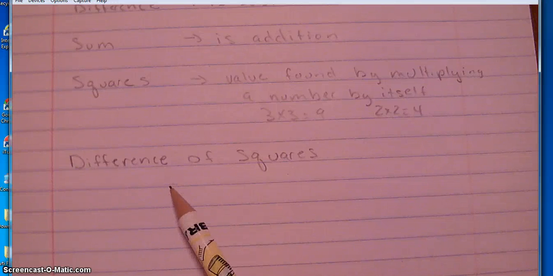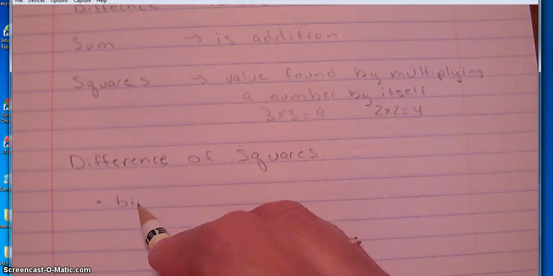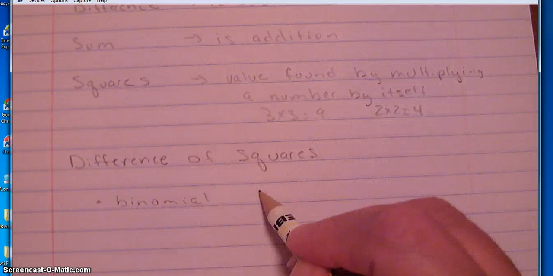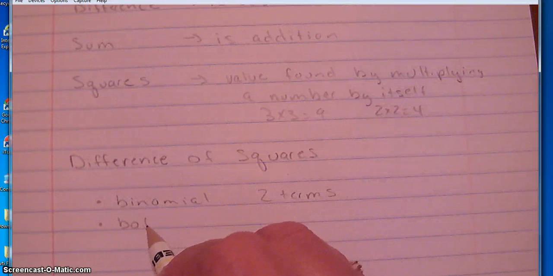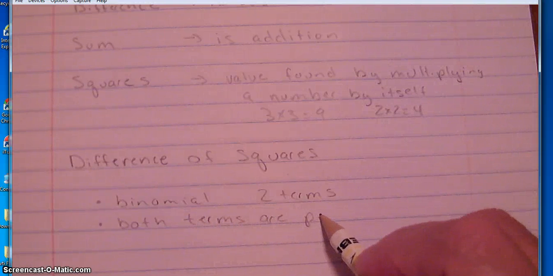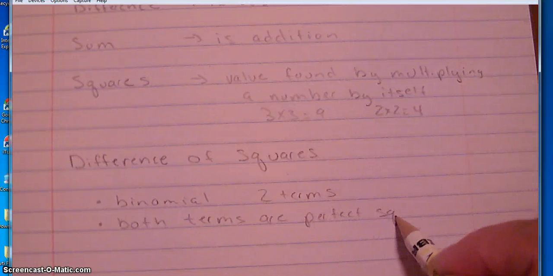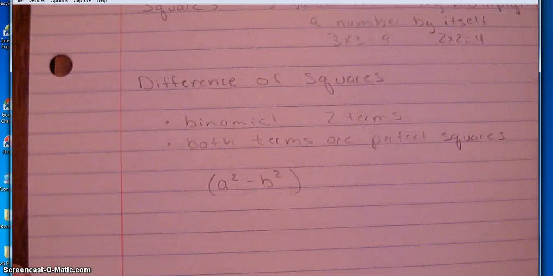Okay, so when we go to factor a difference of squares, we're going to have a binomial, which is two terms, and both of these terms are going to be perfect squares. Remember, a square is a number times itself. So you'll have x squared as one term, x to the fourth, x to the sixth, or 9, 25, 16, 36. Those are all squares.